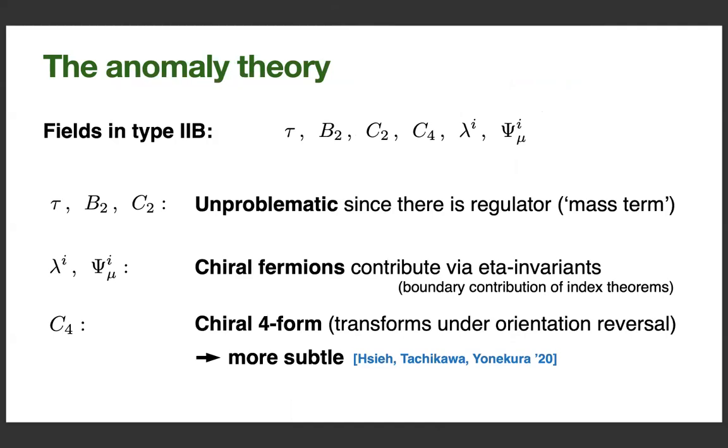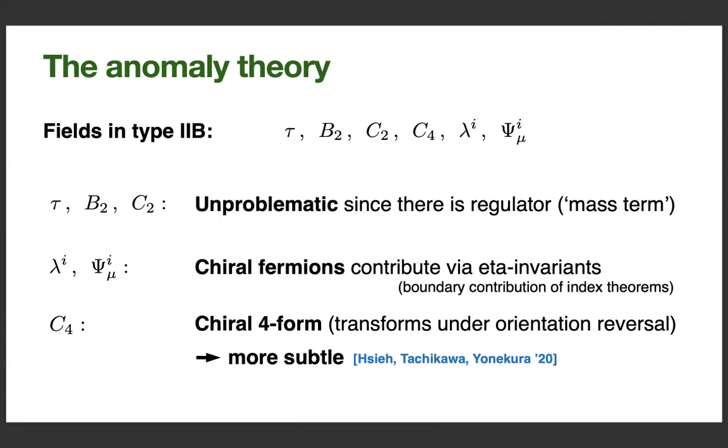So let's look at the fields that can in principle contribute to the anomaly, namely the fields of type 2B. Well, we have the axiodilaton, we have the two-form fields, we have the self-dual four-form field, and we have the dilatinos and the gravitinos. Well, the axiodilaton and the two two-form fields are actually unproblematic since they have a regulator that preserves SL2Z. That's the analog of a mass term, if you wish, for anomaly sake.